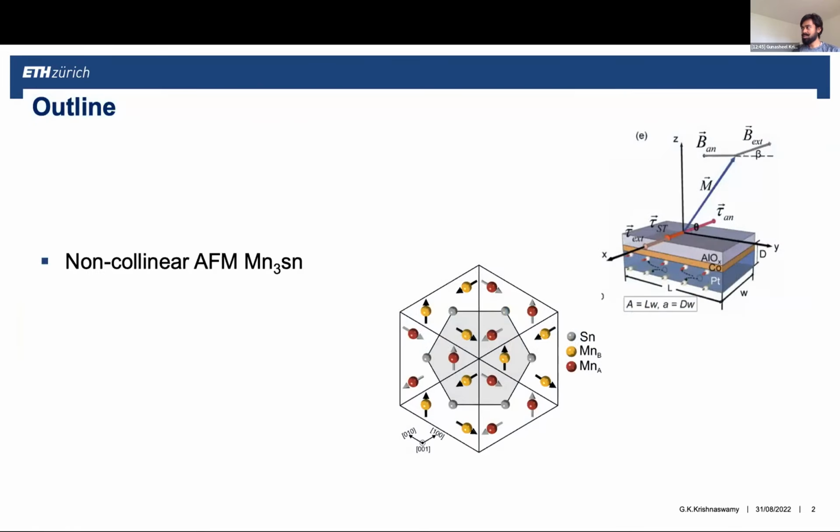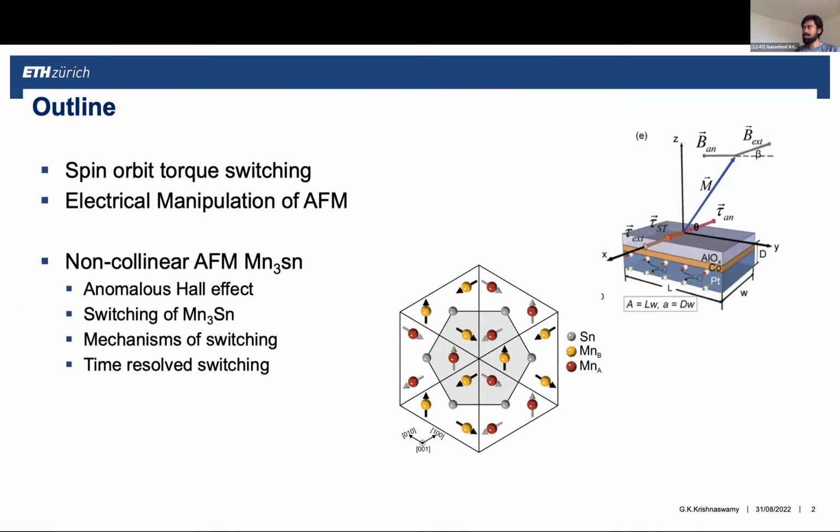So what we're interested in is this particular antiferromagnet. It's called manganese 3 tin. It has a very unique spin structure to create what is known as an octopole moment. And we will be introducing how you can switch this antiferromagnet just by applying current pulses. So for this, we need what is known as spin orbit torque switching. And we will go into how you can see the anomalous Hall effect, which is very rare in an antiferromagnet, how you can switch it, the mechanism of switching, and time-resolved measurements during the switching.